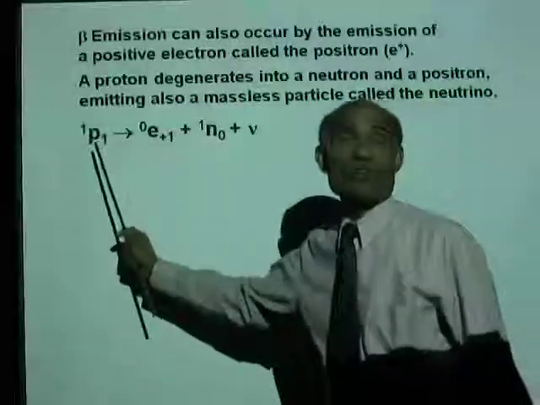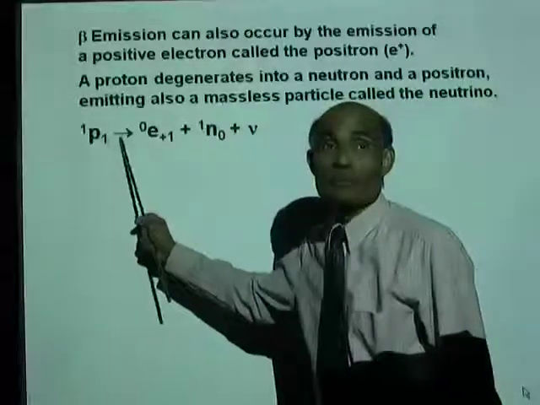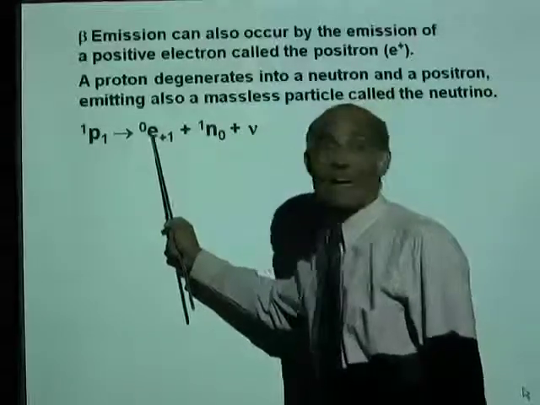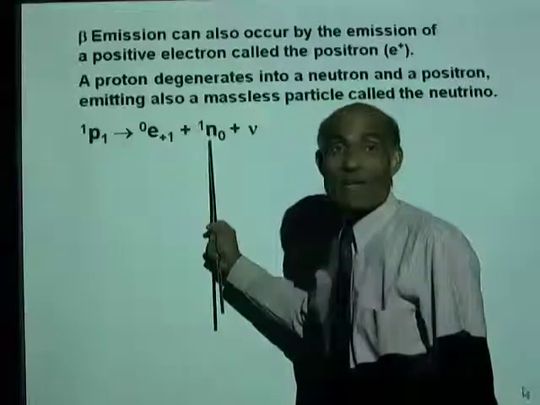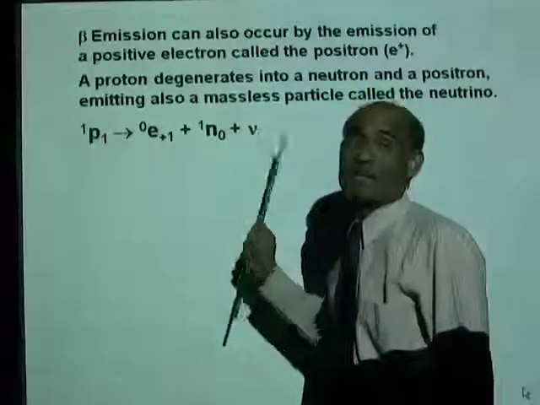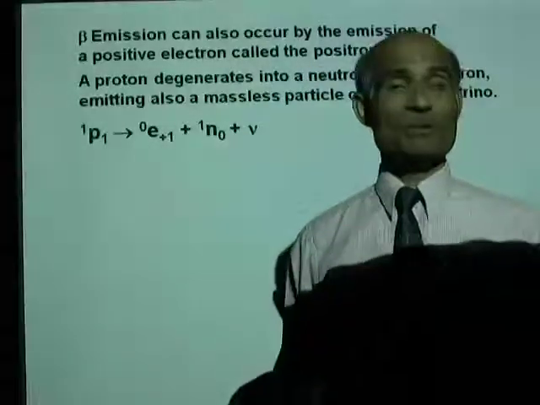So look at what can happen in the nucleus. A proton splits into an electron with a positive charge, a positron, leaving behind a neutron and another particle, a massless particle called a neutrino.